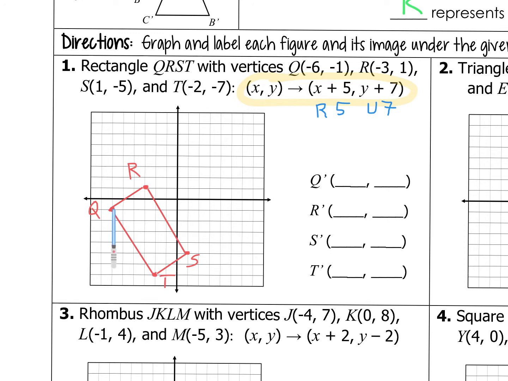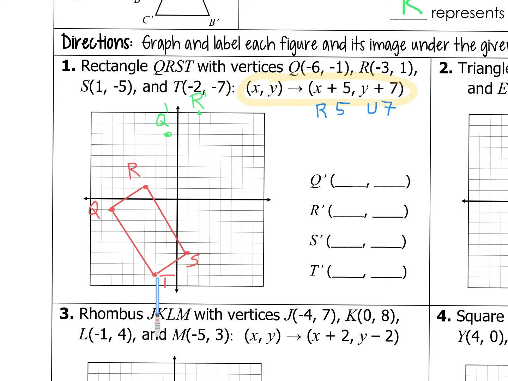So I'm going to start with Q, and I'm going to go right 1, 2, 3, 4, 5, because that's my x direction, and then up 1, 2, 3, 4, 5, 6, 7, and I'm going to plot a point right here. So that's going to give me Q prime. And then for R, I'm going to move 1, 2, 3, 4, 5 to the right, up 1, 2, 3, 4, 5, 6, 7, and plot a point here, which is going to represent R prime.